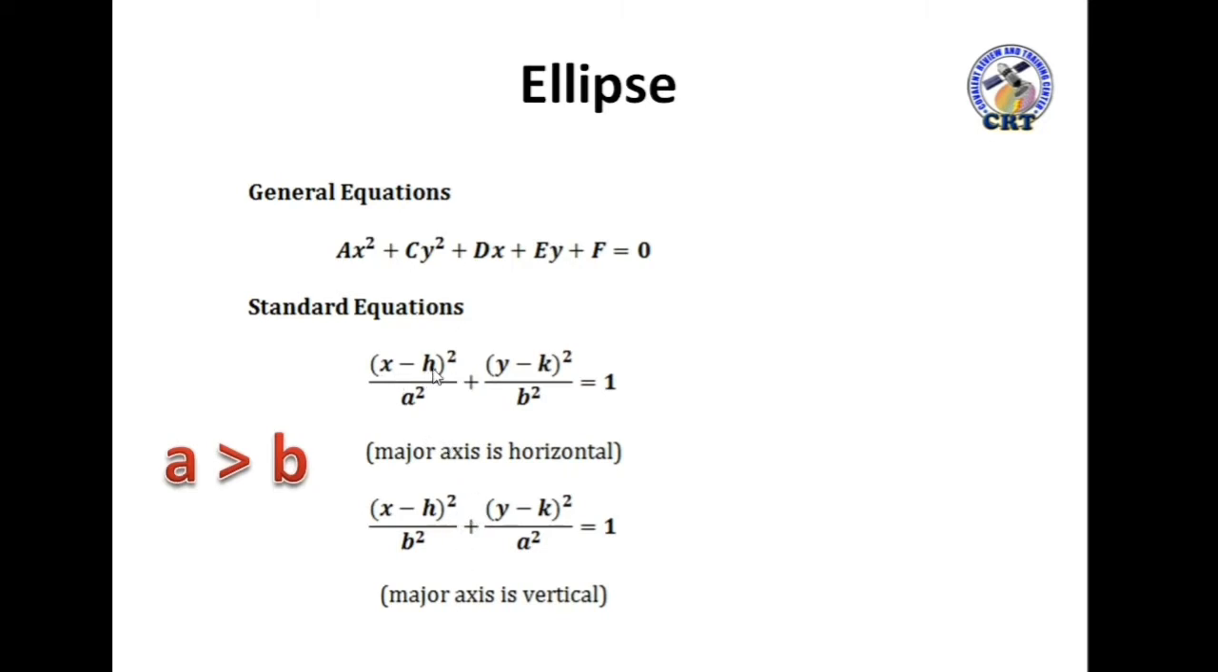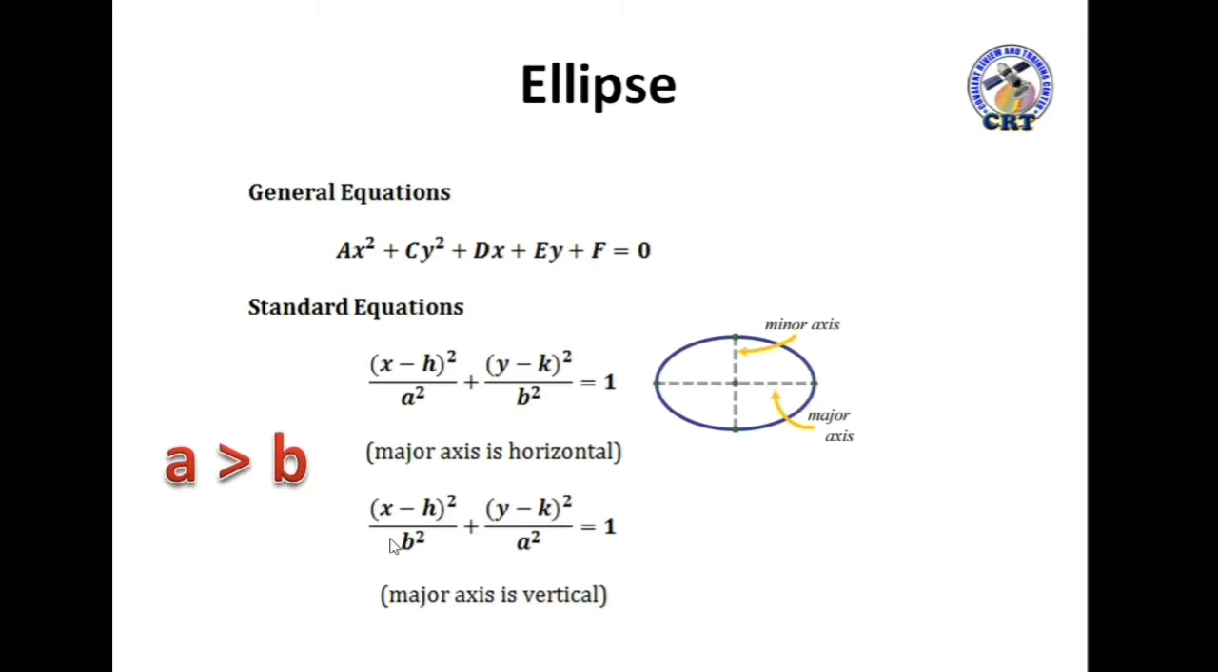So x minus h quantity squared over a squared plus y minus k quantity squared over b squared equals 1. So for this standard equation, major axis is horizontal. So pag major axis horizontal, ang pagdrawing ng ellipse, para siyang nakahiga or pahalang. By the way, tandaan natin, for ellipse, A is always greater than B.